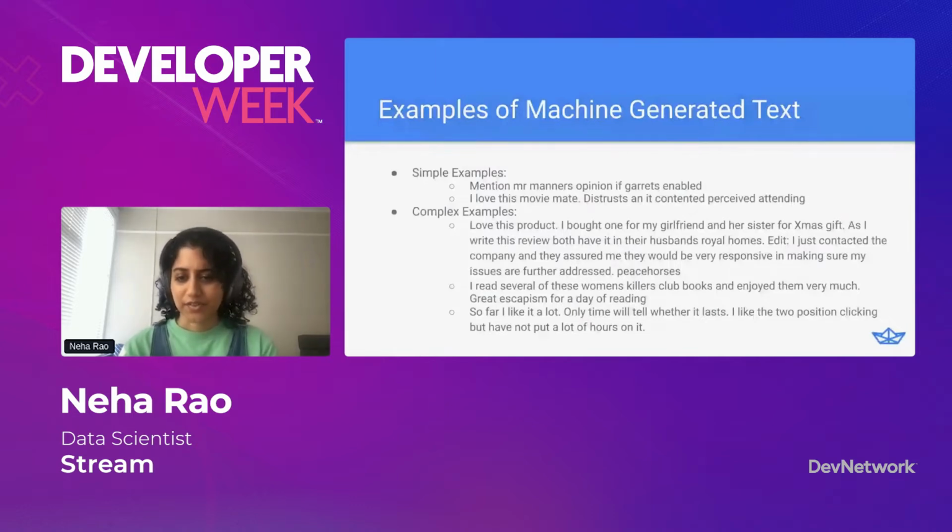Also, there's a bit of a logical fallacy here. It seems as if the reviewer's girlfriend also has a husband. So it definitely seems nonsensical, or they have a complicated relationship, I don't really know. "Edit: I just contacted the company and they assured me they would be very responsive in making sure my issues are further addressed. P-sources." So as you can see here, there are long stretches of text that seem reasonable, and then there are a few tells, like "husband's royal homes" and "P-sources", that seem very odd.